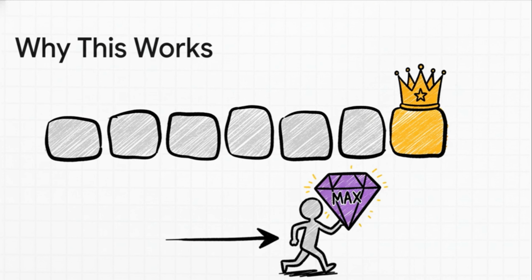So why is this so much better? It comes down to two things. First, we get a freebie. We already know the rightmost element is a leader, so that's our starting point. And second, as we move to the left, we only have to remember one single number, the biggest number we've seen so far on the right. If the number we're currently looking at is bigger than that max, well, it has to be a leader.